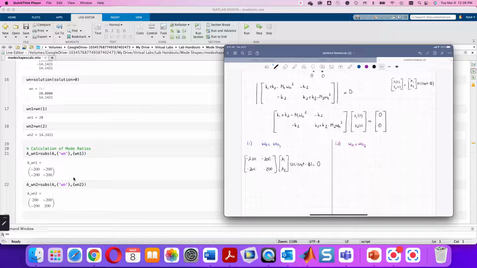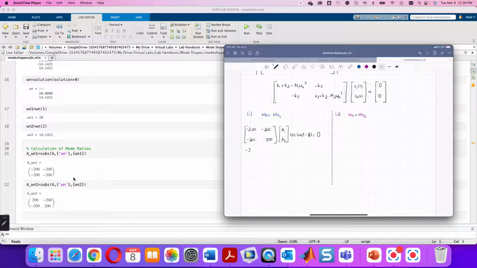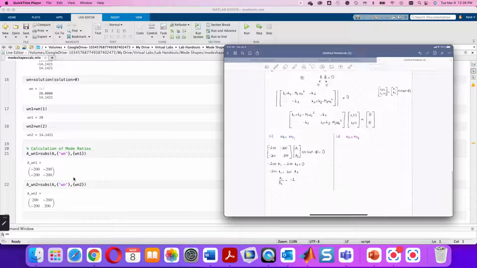To make this equal to 0, the very first equation should be negative 200 a1 minus 200 a2 equal to 0. From here, negative 200 a1 should be equal to 200 times a2, so a1 over a2 should be just equal to negative 1. Remember, a1 and a2 are the displacements or the positions of your carts.